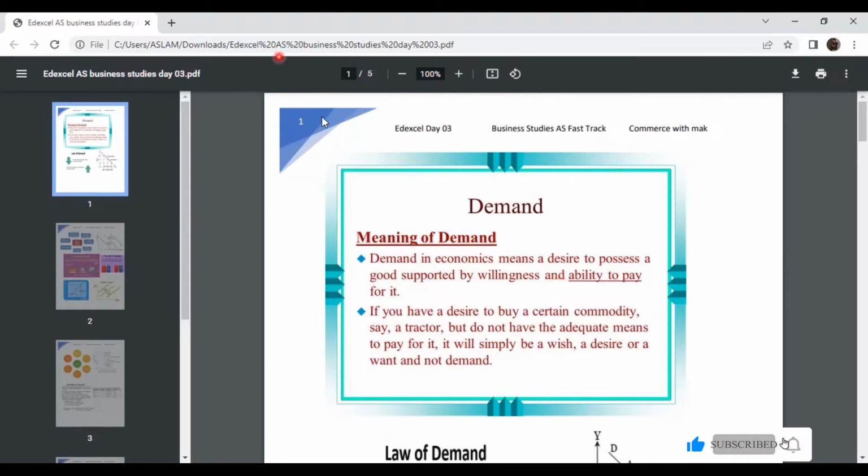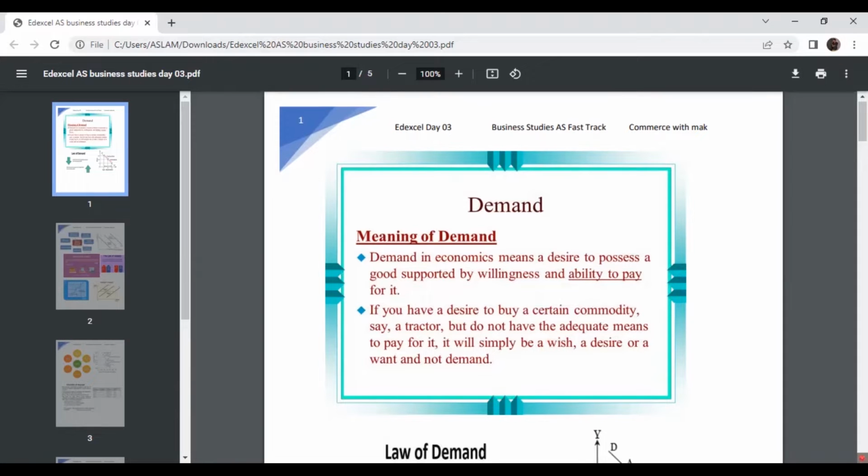So you already know what is a demand. Demand means the willingness and ability to purchase a product. Demand in economics means a desire to possess a good supported by willingness and ability to pay for it. If you have a desire to buy a certain commodity, say a tractor, but do not have the adequate means to pay for it, it will simply be a wish, a desire, or a want, and not demand. So, what is demand? The willingness and the ability to purchase something is known as demand.